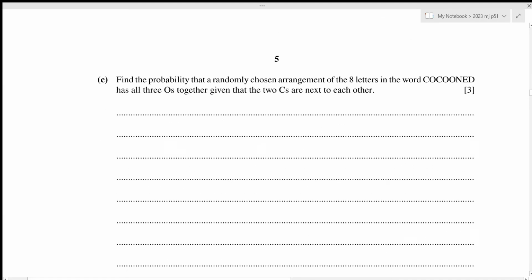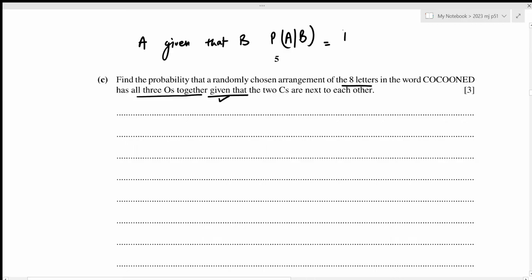Now for the third part, we need to find the probability that a randomly chosen arrangement of the 8 letters in the word cocooned has all 3 O's together, given that the 2 C's are next to each other. So whenever we have given that, we have event A given that event B, right? And in notation, we write it as A given B. We need to figure out this probability.